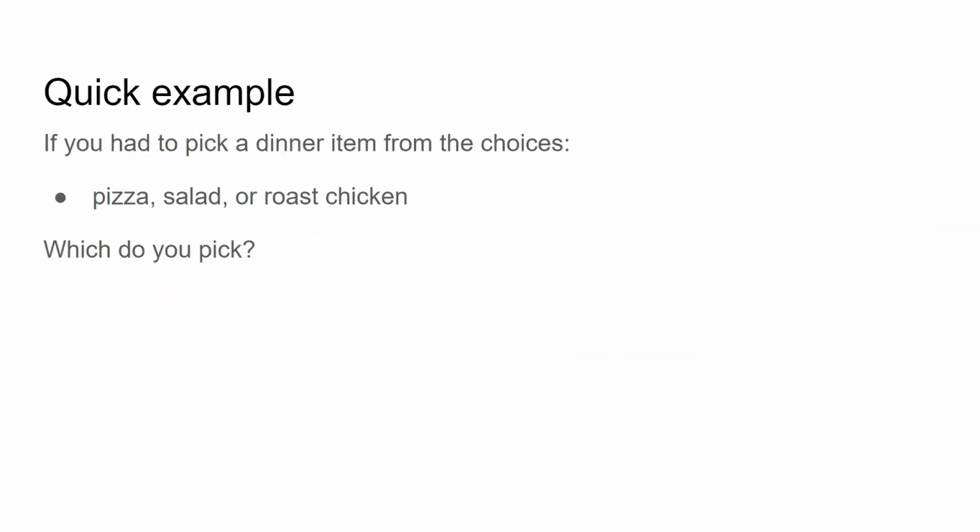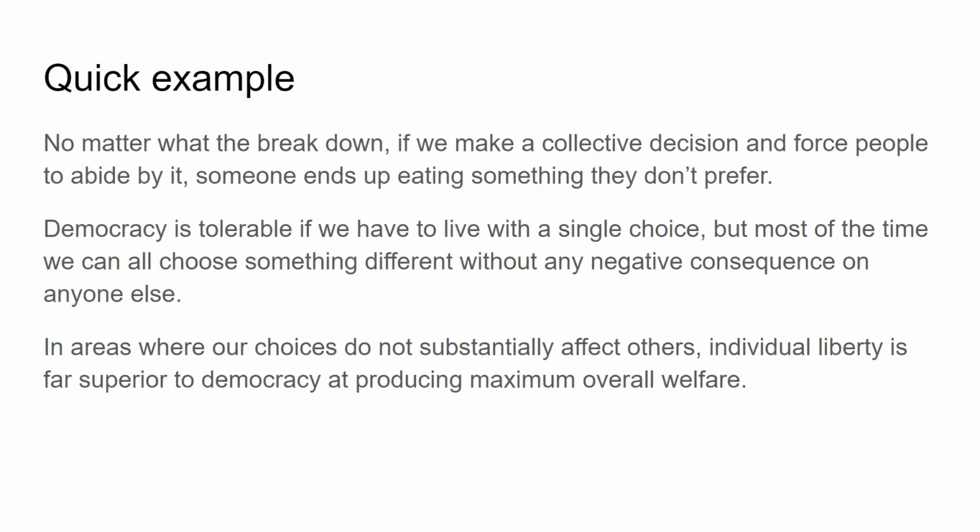Sorry. Quick digression on democracy, right? We might come through an example like the following. If you had to pick a dinner item from 3 choices, pizza, salad, or roast chicken, which do you pick? And note, you can only have one for dinner. Well, no matter what the breakdown, right? If we make a collective decision, force people to abide by it, someone ends up eating something they don't prefer. That is to say, collective decisions always have what we call forced riders, right?